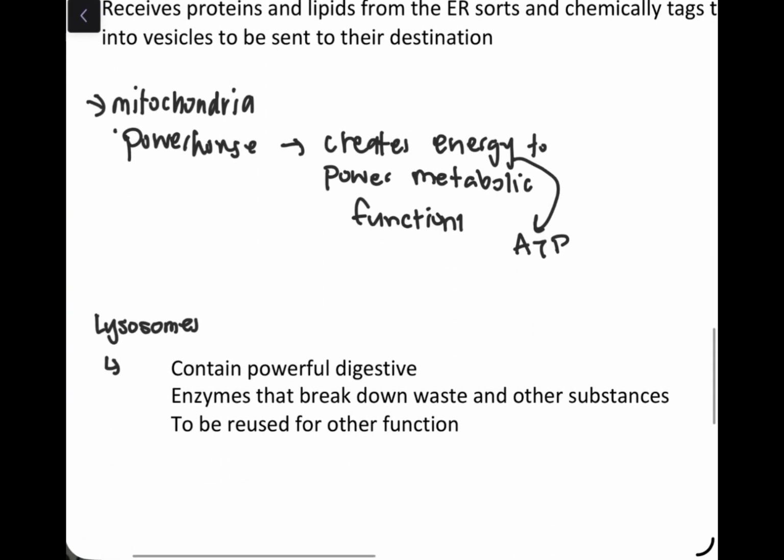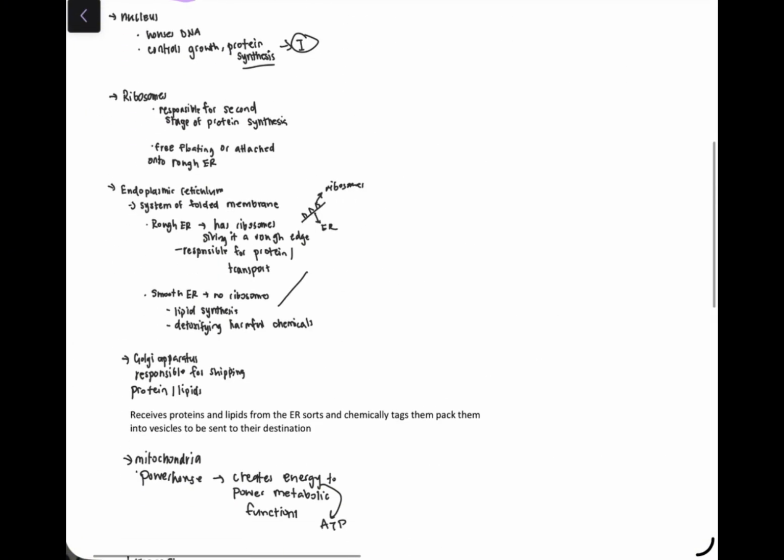The last thing we have here is something called lysosomes. These are on the less important side of understanding organelles, but it is also helpful to know. Lysosomes are a type of organelle that contains a really powerful enzyme that is useful for digesting stuff. What this does is it breaks down waste and other substances within the cell and makes them reusable for different functions.